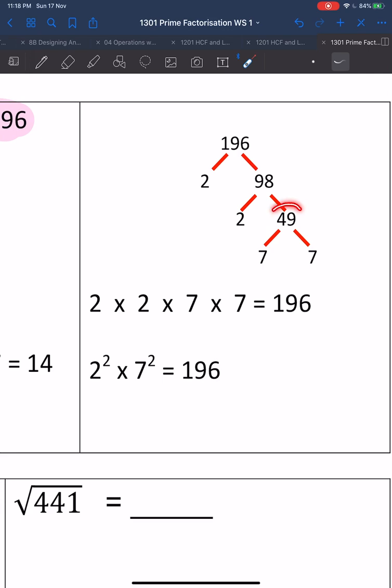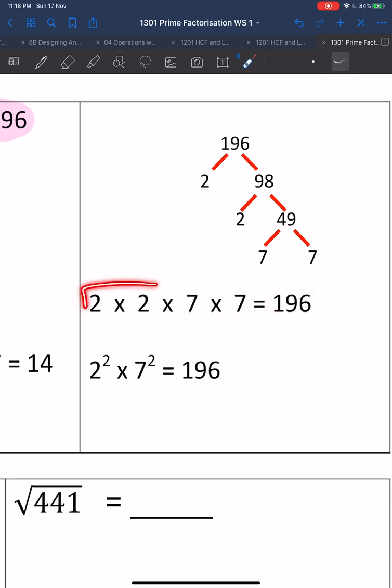And then 98 divided by 2 is equal to 49. And of course, we know 49 is divisible by 7. 7 times 7 is 49. So 2 is prime, 7 is prime. So we have found all the prime factors. And we can write it as 2 times 2 times 7 times 7 equals 196.